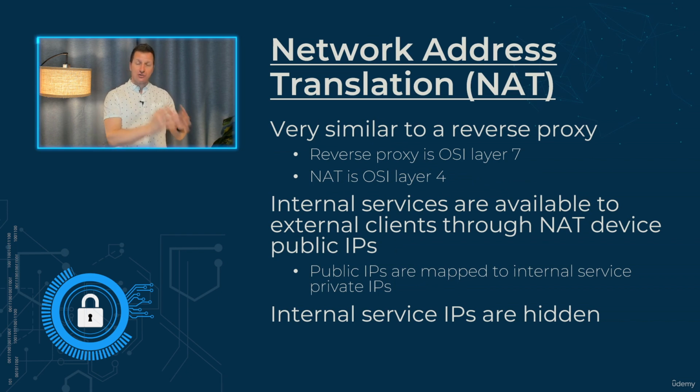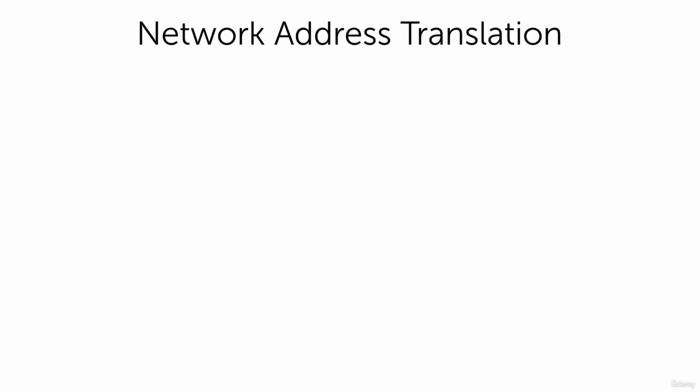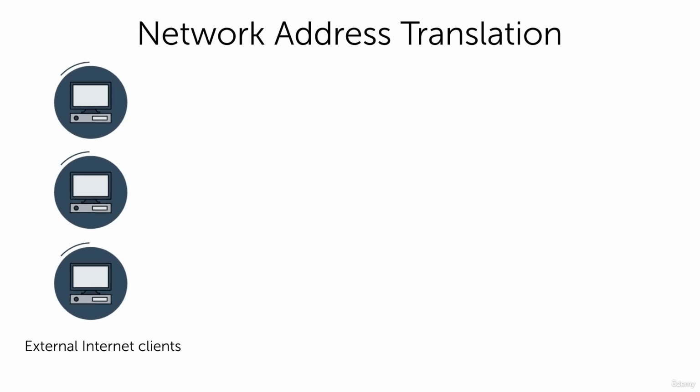It allows internal services like a web server you might be hosting. It allows that to be reachable from the internet. You would map an IP address and a port number on the public side of the NAT router to an internal private IP address and port number to allow connections to an internal service. So the internal service IP addresses then, such as for our example website, are hidden. Let's take a look at this in a bit more detail in a diagram. So in the diagram for network address translation, on the left we have external internet clients. And the clients would connect to a public IP address and port that's been configured on the NAT router.